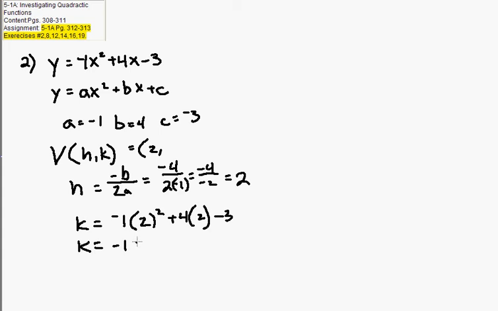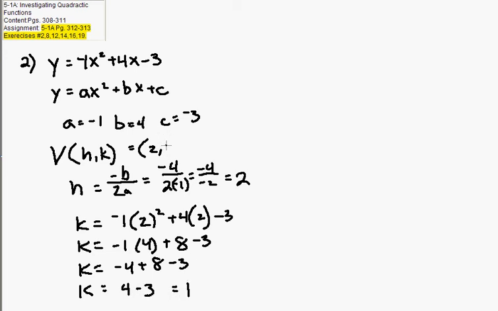Alright, so k in this case, then we go negative 1. We perform the exponent, so this becomes 4. 2 times 4 is 8, minus 3. So we have k is equal to negative 4 plus 8 minus 3, which is 4 minus 3, which is equal to 1. So my vertex is 2 comma 1.